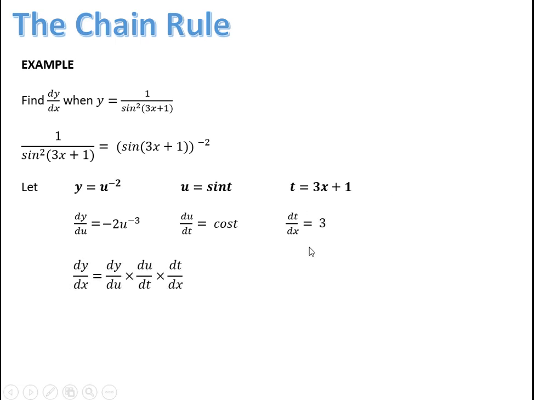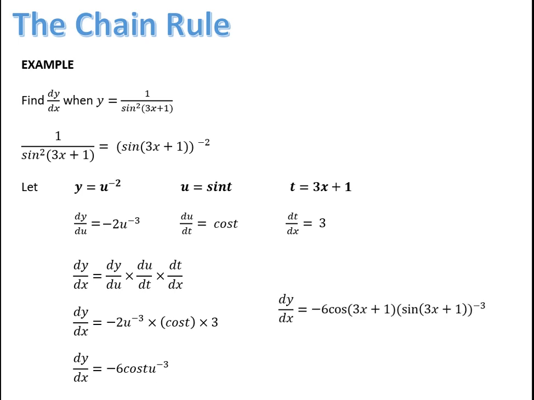Sticking all these together, it's just a case of multiplying them. You get something like that. Simplified down, you get minus 6 cos t u to the power of minus 3. Probably shouldn't write it like that because that's bad form; that's implying it's the cos of all of that. Sorry. But when we simplify this a bit, what you want to do is take out the t and the u and replace them with what you've got.